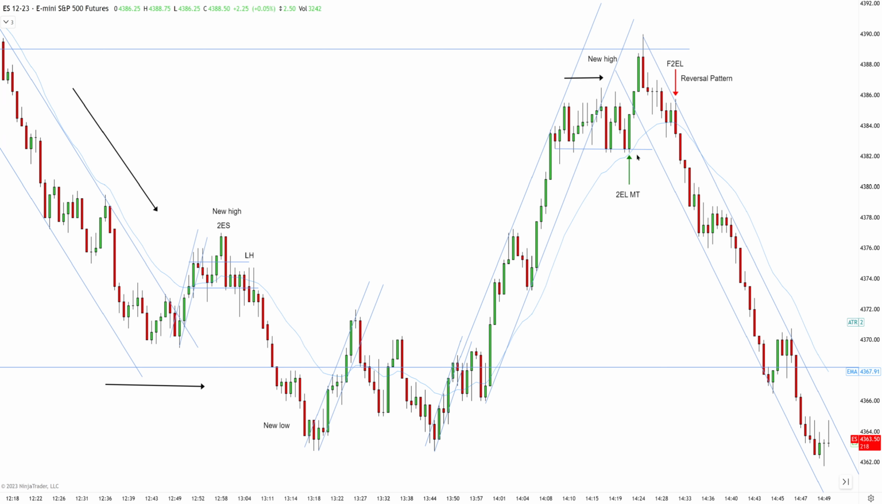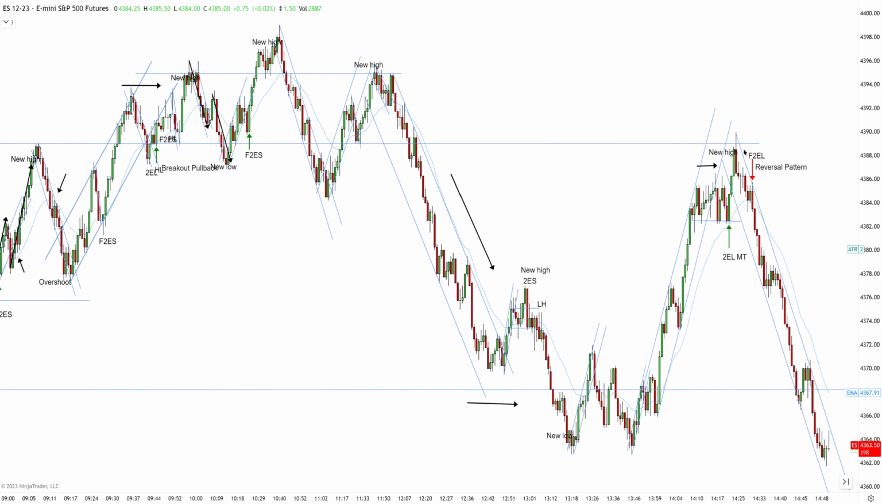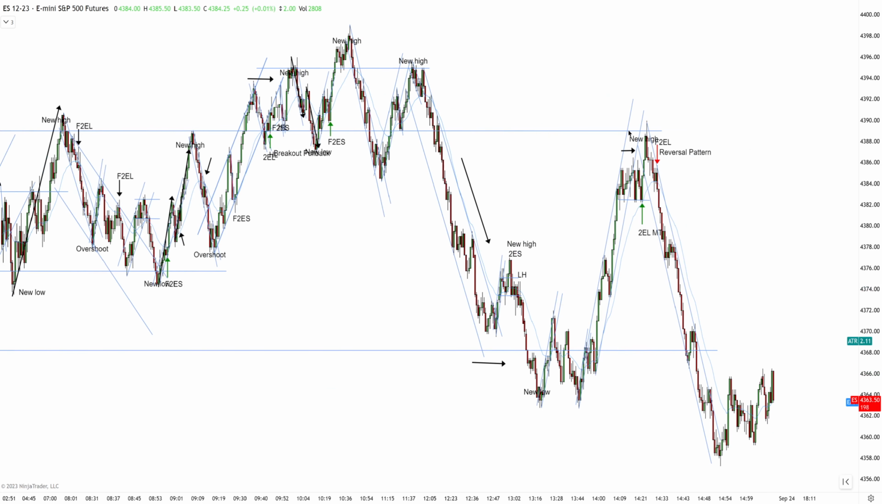We have a two-legged pullback at the key entry point, the EMA, and we have a quadruple bottom. A new extreme was formed, followed by a failed second entry long reversal pattern, touching the high of the day, the key level which you identified early, which is still coming into play.